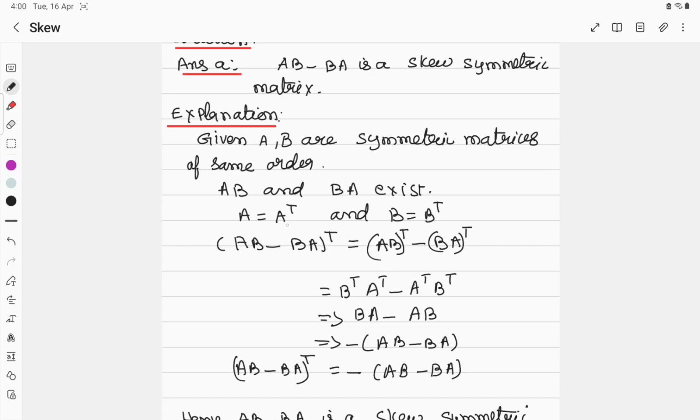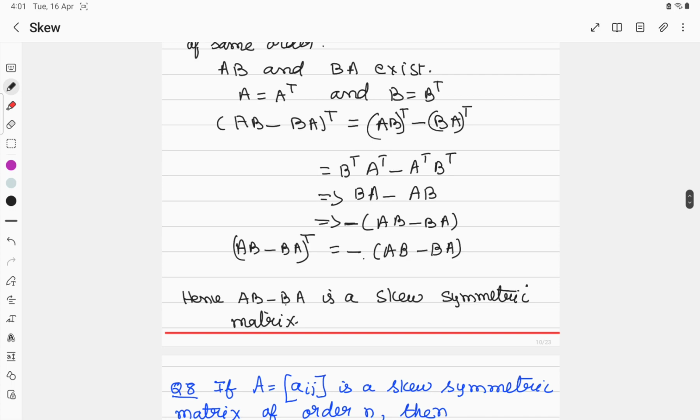So substitute the value of A is equal to A transpose and B is equal to B transpose, we get BA minus AB. If we take minus common, it becomes minus of AB minus BA. (AB minus BA) transpose is equal to minus of AB minus BA. So AB minus BA is a skew symmetric matrix.